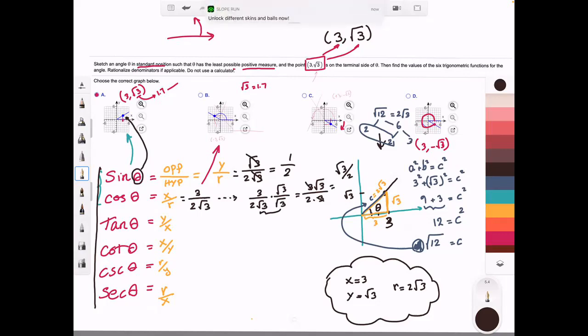What is tangent? y over x. y is radical 3 over 3. What is cotangent? x over y, 3 over radical 3. You irrationalize it, you will get 3 radical 3 over 3.